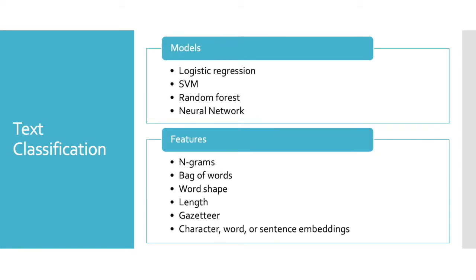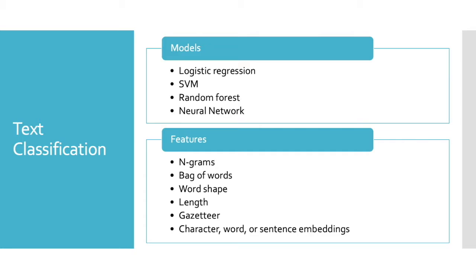Some models that you can use for text classification are logistic regression, SVM, random forest, decision trees, or deeper neural networks, of which there are many network architectures available. For features, you can use n-grams, which are sequences of n words or tokens in the order that they appear. Bag of words, which is a count of all of the words in your text without paying attention to the order. Word shape are orthographic features that take into account if there are capitalizations, punctuations, numerics, etc. The length of your text itself can be a feature.